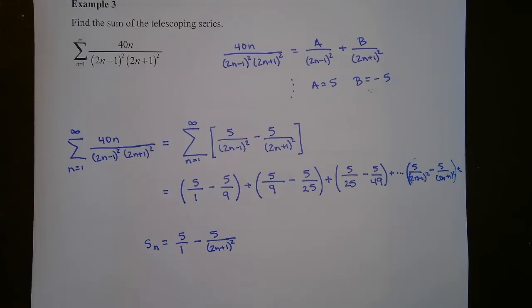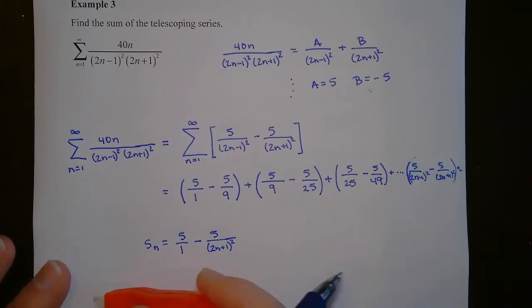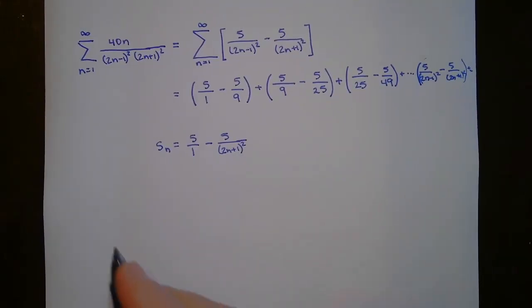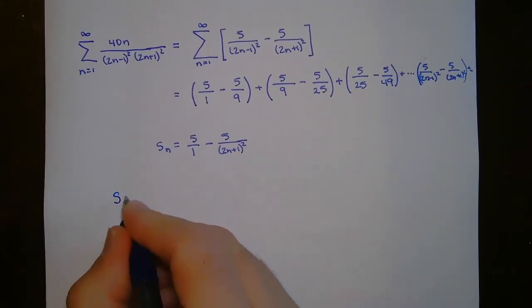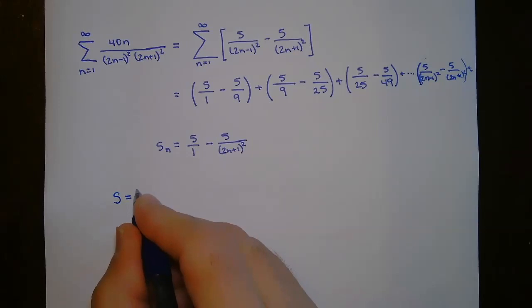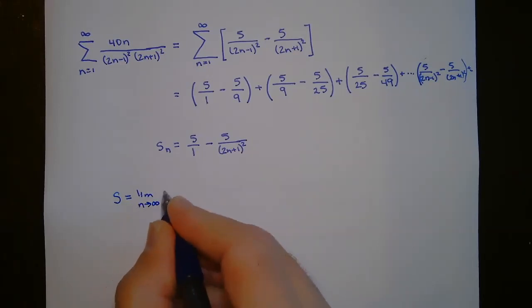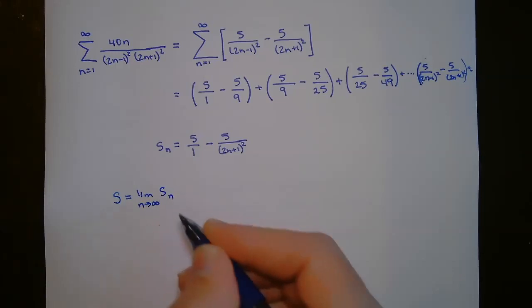We're going to go to infinity. So how do we actually find the sum? What we have to do is take the limit. Let's write S for sum. So S is equal to the limit as n goes to infinity of S sub n.